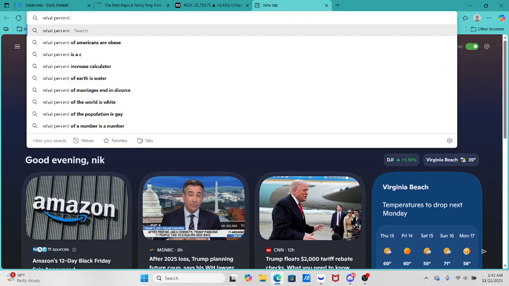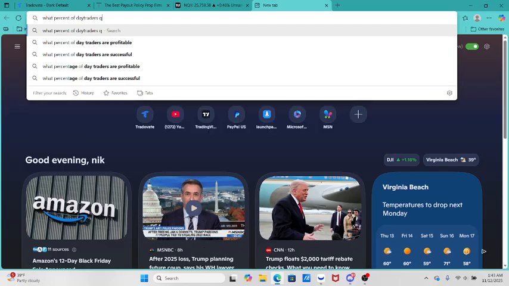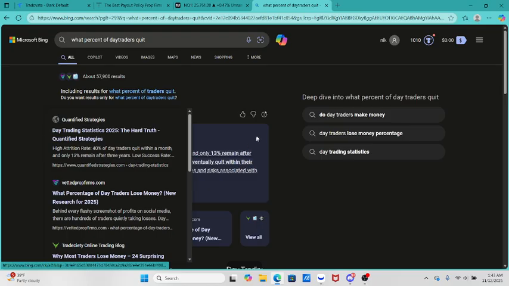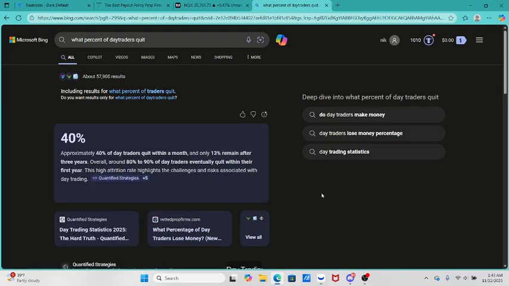Look at this, bro. Look at this statistic. Approximately 40% of day traders quit within a month, and only 30% remain after, and only 13% remain after 3 years. And then overall 80 to 90% of day traders eventually quit within their first year.